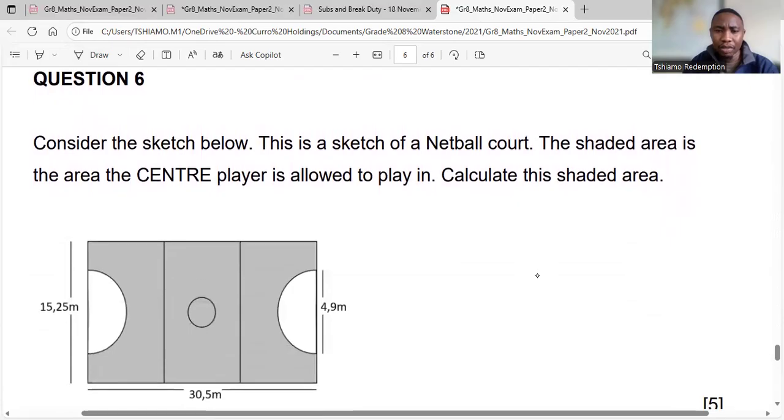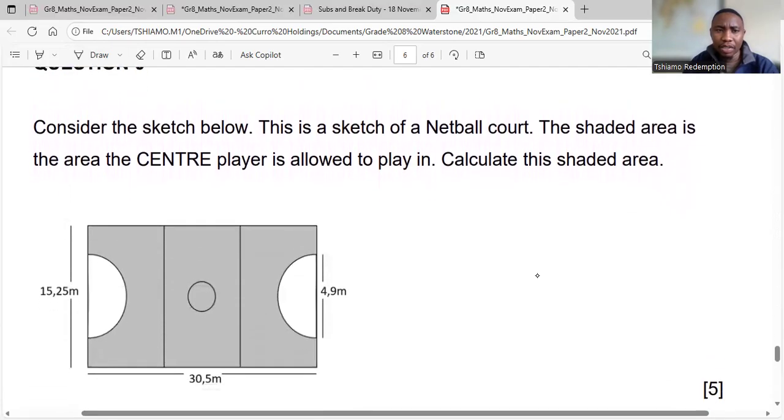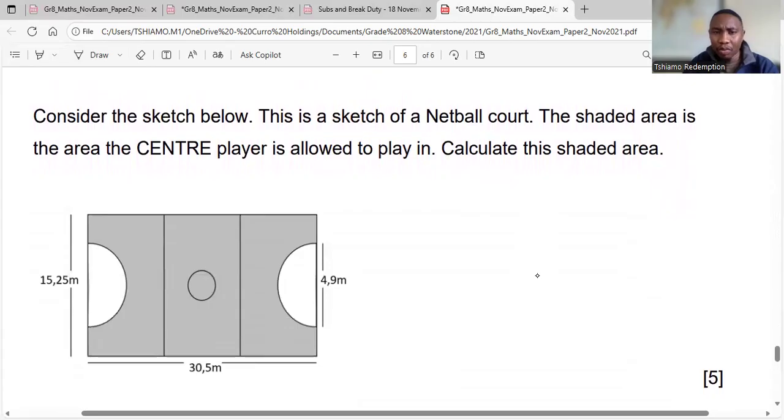Okay, let's do that question. Question 6. Consider the sketch below. This is a sketch of a netball court. The shaded area is the area the center player is allowed to play in. Calculate this shaded area. Okay, nice question. I'm sure we've done most of this. Calculate the area of the shaded part. So you need to get the area of the two shades and then subtract the part that is not shaded.